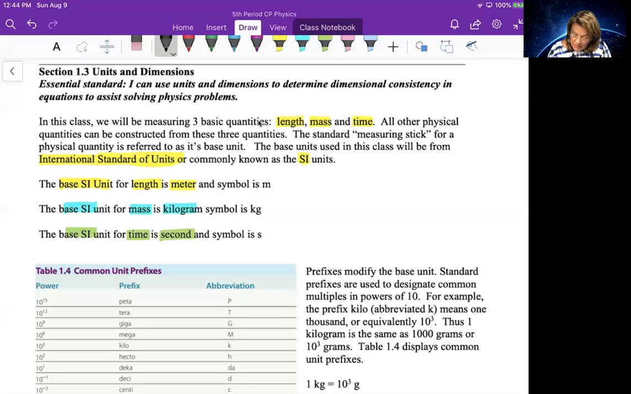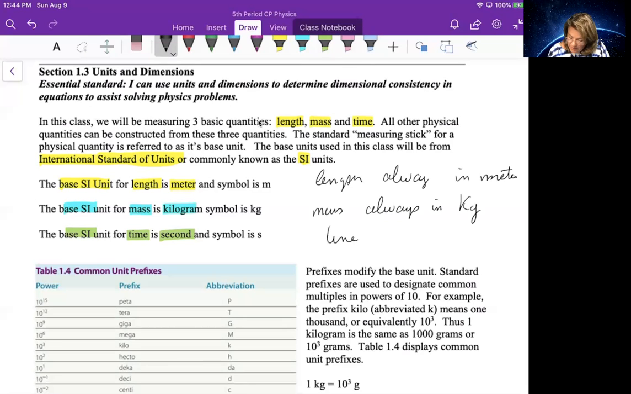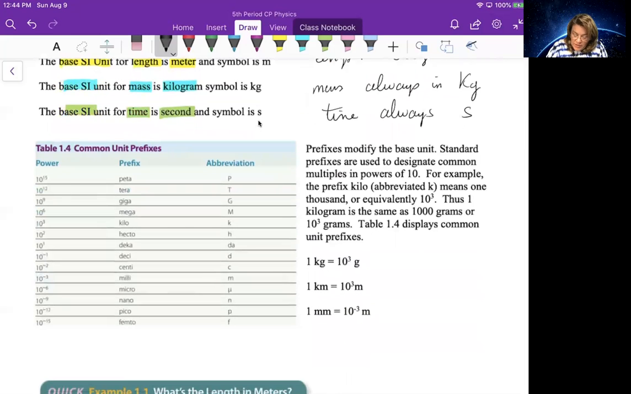So length, let's just reiterate, length always in meters. I'm going to write this out. Mass always in kilograms. If it's in something else, you need to convert it to kilograms. Time, always seconds. If it's in hours, what do you convert it to? Seconds. If it's in minutes, convert it to seconds, okay? That's what we're going to work with in the entire year.